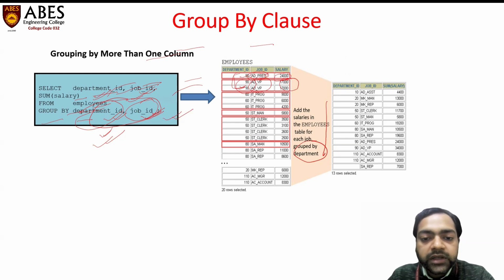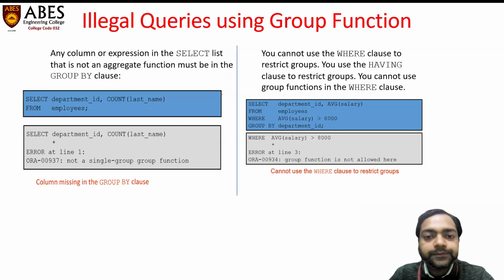So here job ID is different for this 90, and there we have a different job ID for these two different values. So for this particular 90 value we'll use two different groups. In this manner we can use the group by clause with more than one column, right?